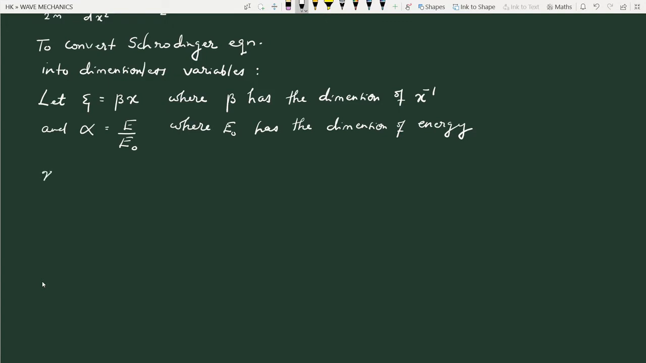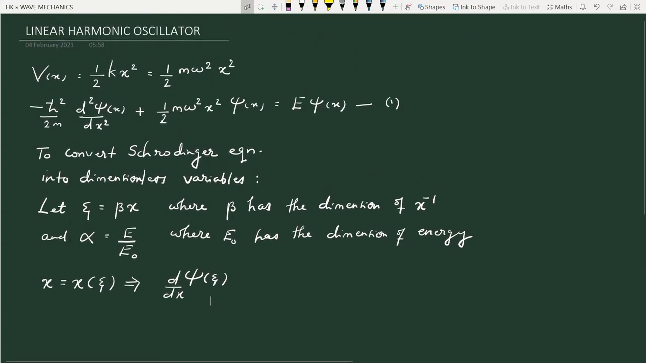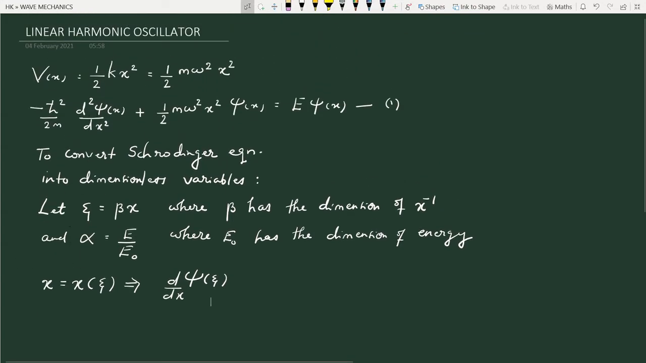So this is it. X is a function of theta. This implies d by dx of psi of theta. The point is this: in here we have d psi by dx and d square psi by dx square, but psi is a function of x.